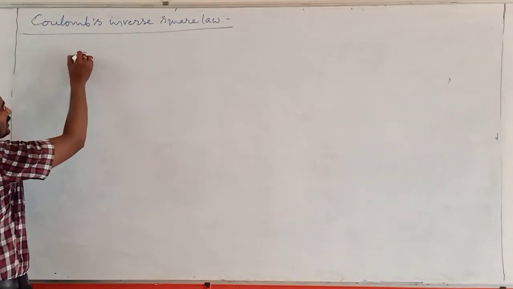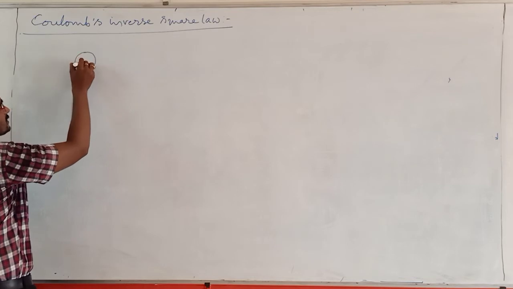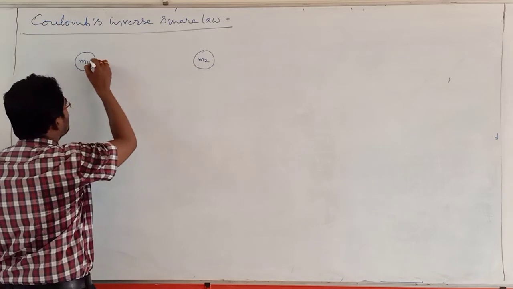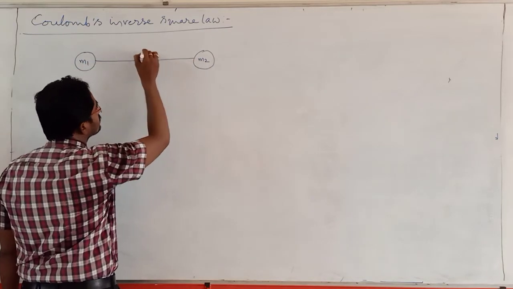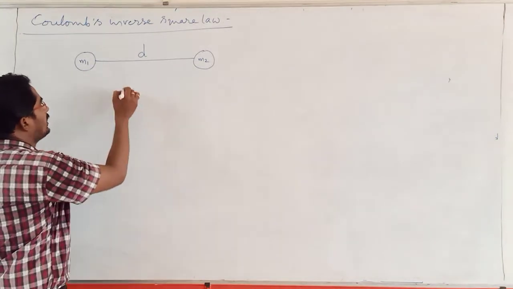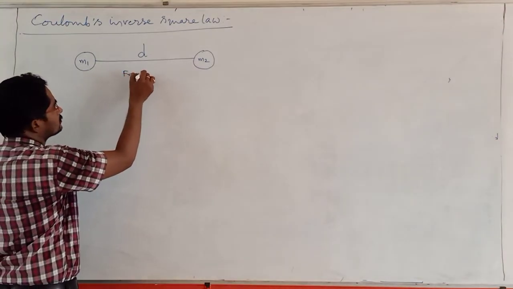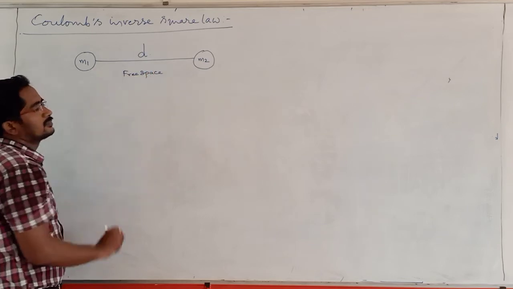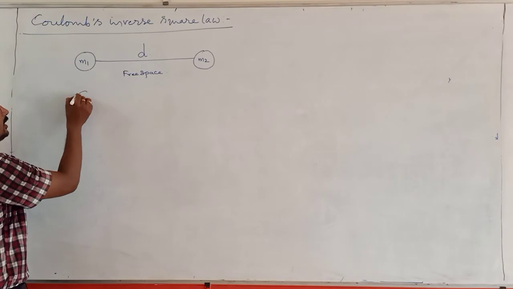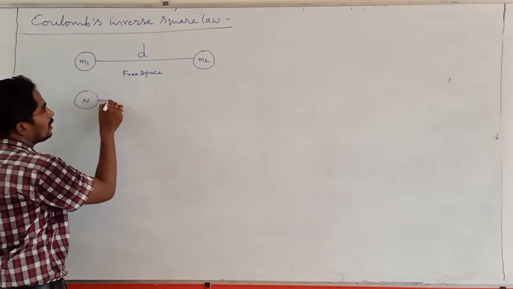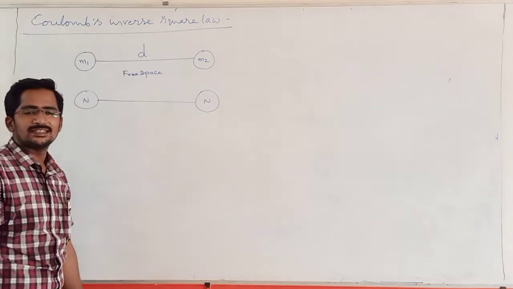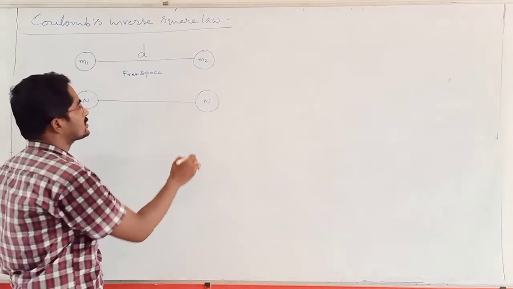Here then, consider two magnetic poles of strengths M1 and M2 separated by a distance d in air or free space. Okay. Now do remember, these are like poles. What type of force exists between them? Repulsive force.